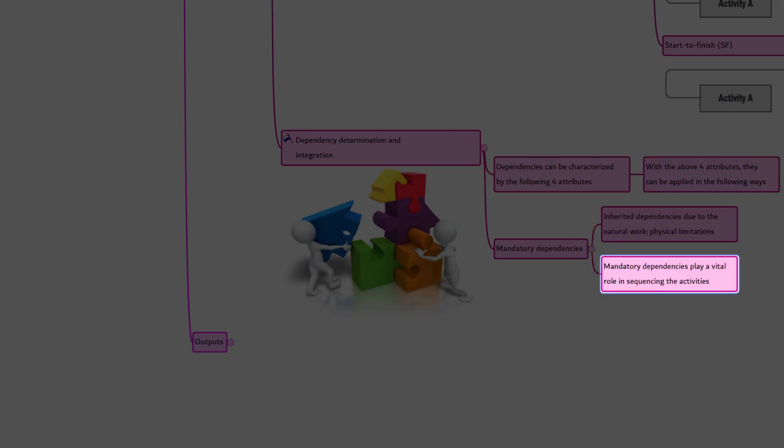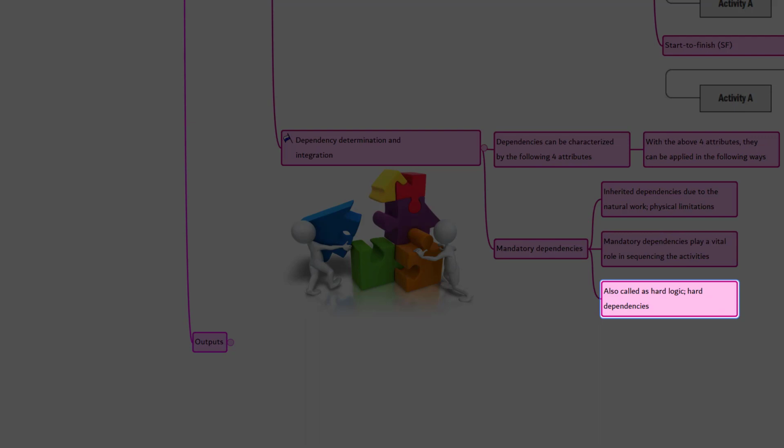The mandatory dependencies play a vital role while sequencing the activities. The project team determines which are the mandatory dependencies during the process of sequencing the activities. Mandatory dependencies are sometimes referred to as hard logic or hard dependencies.